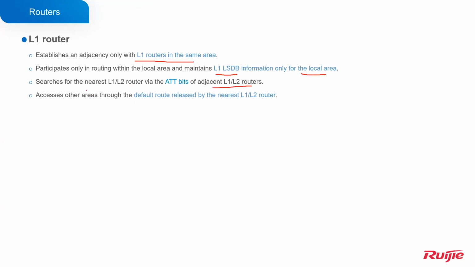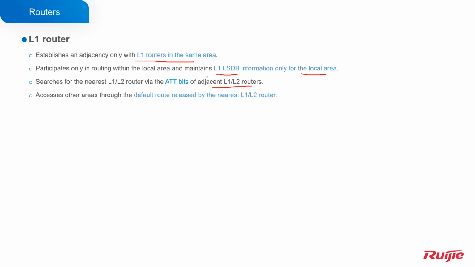And the nearest level 1 and 2 router will stand out and give us one default route. So we will directly reach the other areas, also the other domain, by the default route. So this is the relationship in the level 1 router. So if your device's performance is not so good, you can make your router type become a level 1 router.